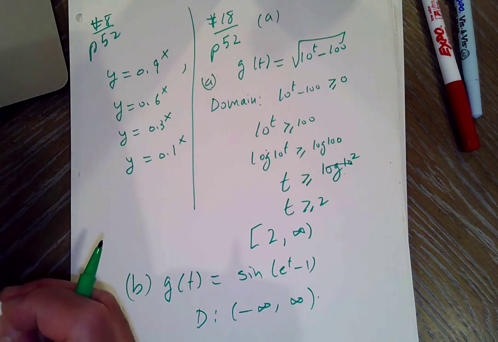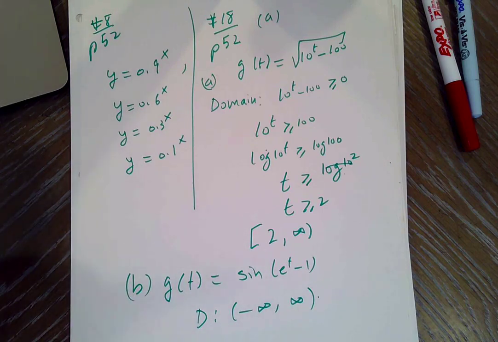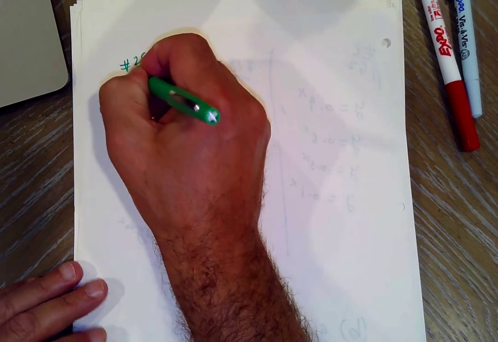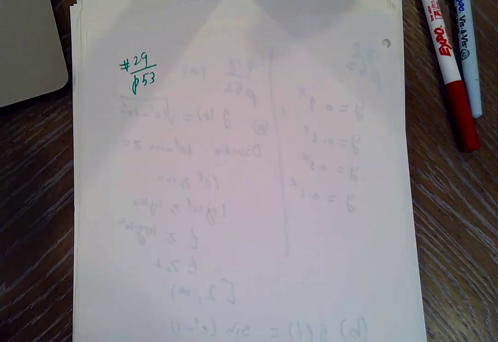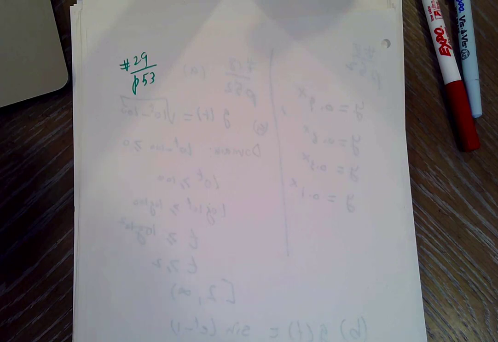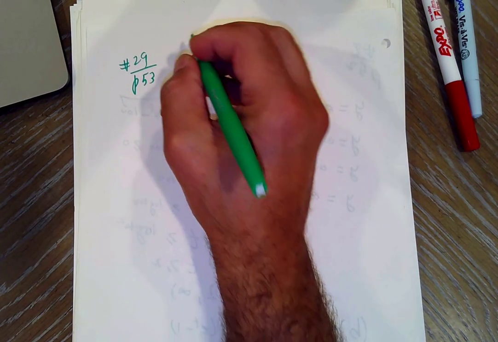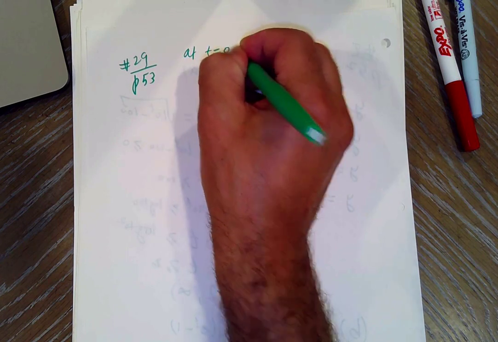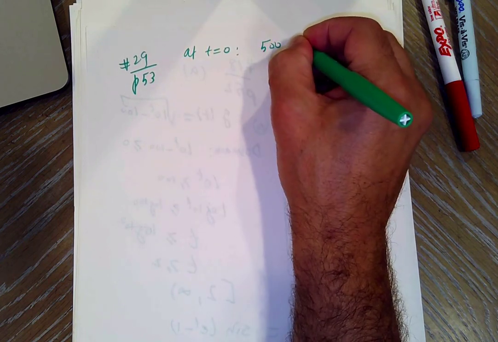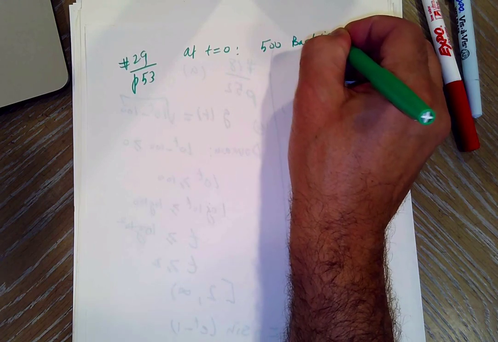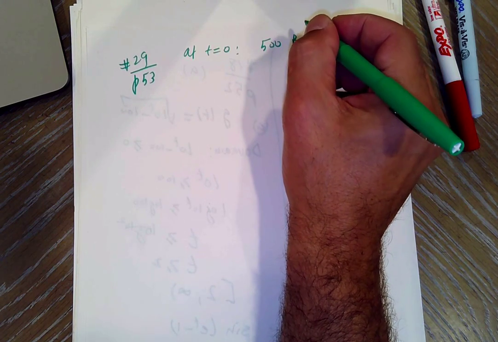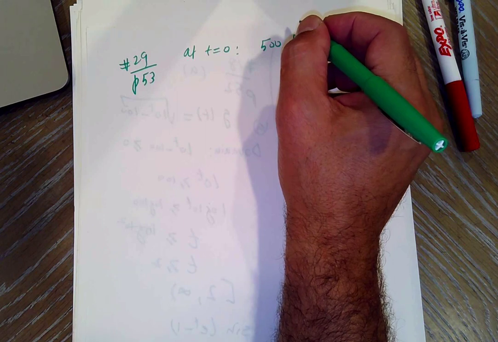Number 29, page 53. It says a bacteria culture starts with 500 bacteria and doubles in size every half an hour. So initially at t equals 0, we have 500 bacteria. How many bacteria are there after 3 hours?